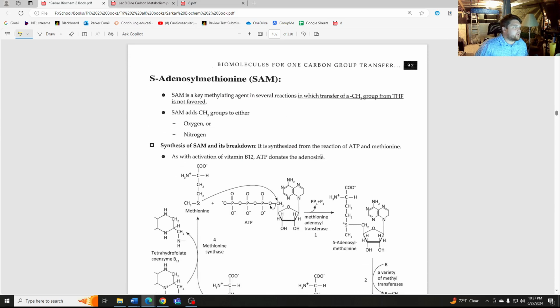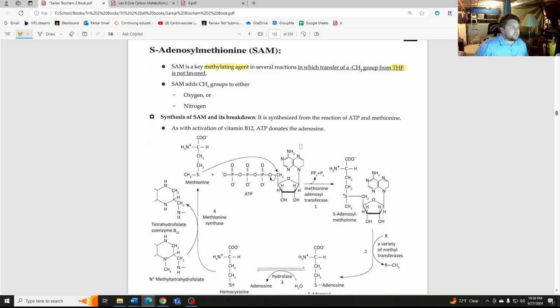Now our SAM, S-adenosylmethionine, is a key methylating agent in several reactions in which a transfer of the methyl group from THF is not favored. So basically, SAM is our secondary guy. If THF can't get it done, just because the reaction doesn't work out nicely, SAM is going to be the one who does that job. It's going to add that methyl group to either oxygen or nitrogen.